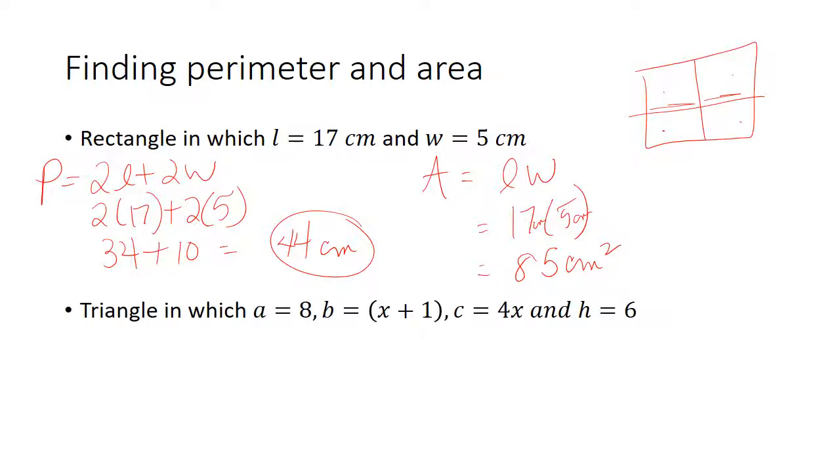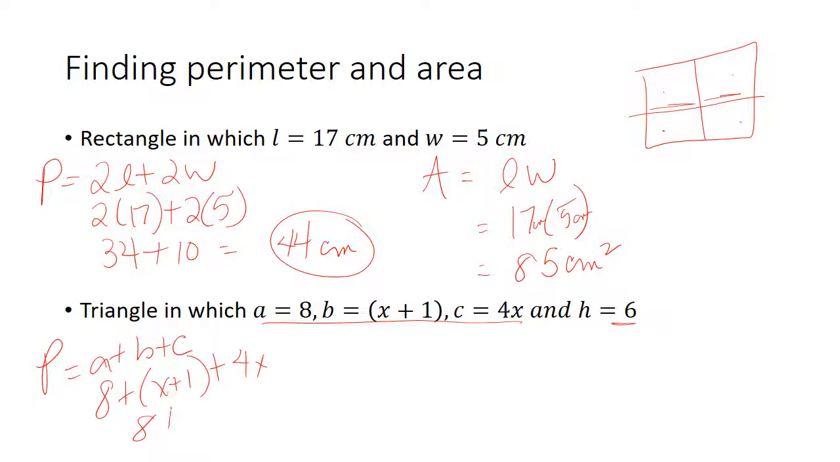So let's do a triangle. We have A is 8, B is x plus 1, C is 4x, so those are our sides. And then our height is 6, right? So remember, our perimeter is going to be A plus B plus C. So that would be 8 plus x plus 1 plus 4x. I have a positive sign in front of my parentheses, so I'm just going to drop my parentheses. The signs don't change. So I have 8 plus x plus 1 plus 4x. 8 plus 1 would be 9. X plus 4x would be 5x. So that is my perimeter.